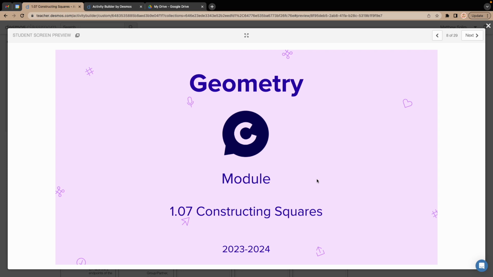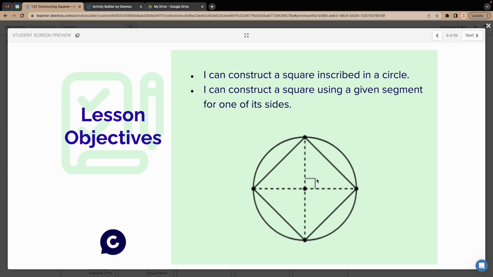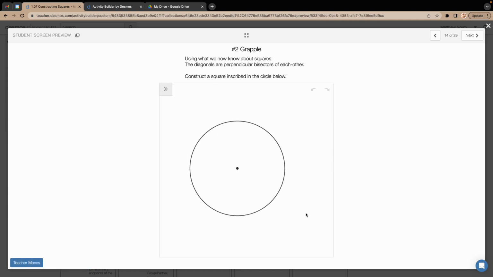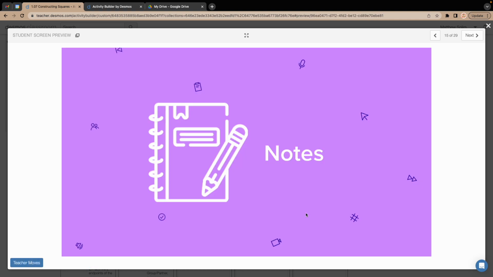Today's lesson is about constructing squares. One thing to notice about squares is that their diagonals are perpendicular bisectors of each other, right? So if we connect the corners of the square where these dotted lines are, they're perpendicular to each other and they cut each other in half, or are perpendicular bisectors. So we're going to use that construction to help us figure out how to construct a square in a circle.